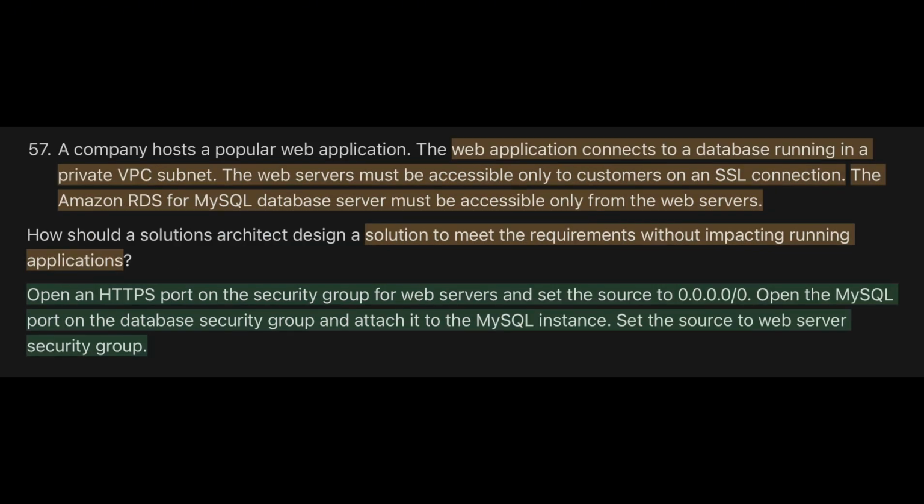Now let's say a web application connects to a database running on a private VPC subnet, and the web servers must be accessible only to customers on an SSL connection. And the Amazon RDS for MySQL database server must be accessible only from the web servers. So the solution to meet the requirements without impacting the running applications is that you can open an HTTPS port on the security group for the web servers and set the source to all public traffic, so 0.0.0.0/0. And then open the MySQL port on the database security group and attach it to the MySQL instance, and then set the source to the web server security group.